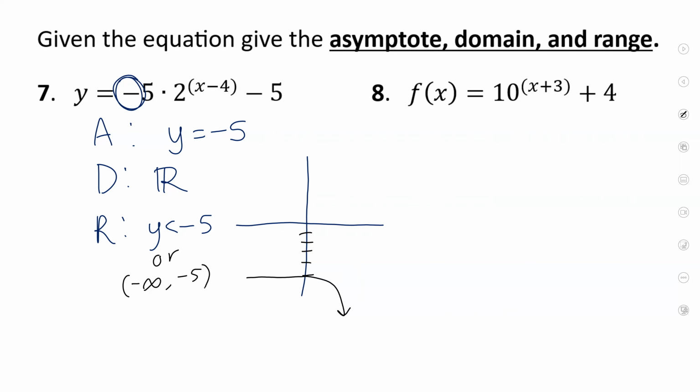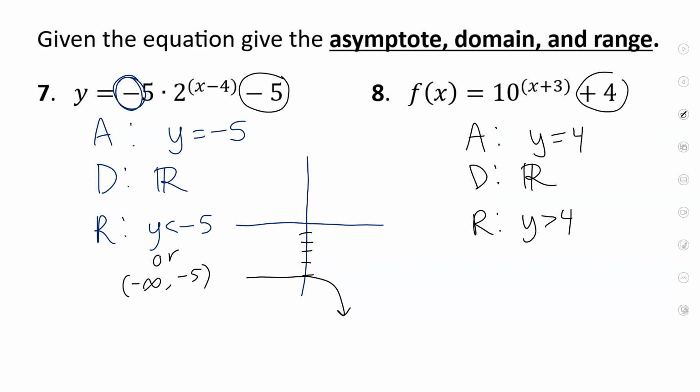Okay, let's try number 10. What's your asymptote? Yep, 4. What's your domain? Always the same, all real numbers. What is the range? Yep, y is greater than 4. Basically, your range will always be this number. And if your equation is positive, it'll be greater than. If your equation is negative, it'll be a less than. And if you're ever confused, just draw a picture.